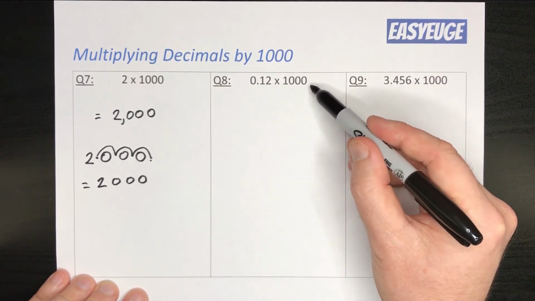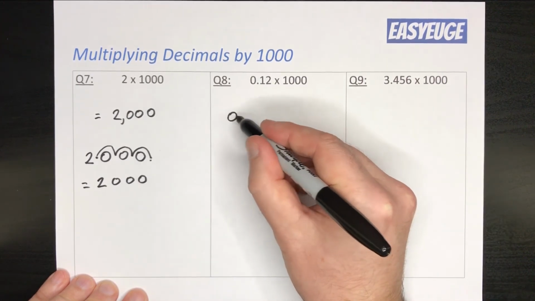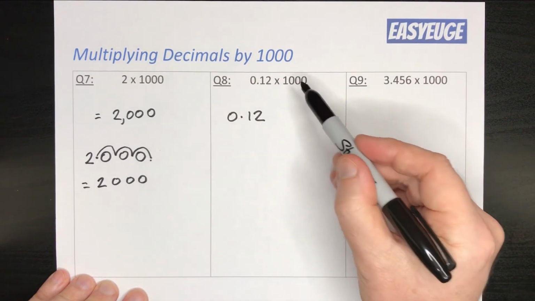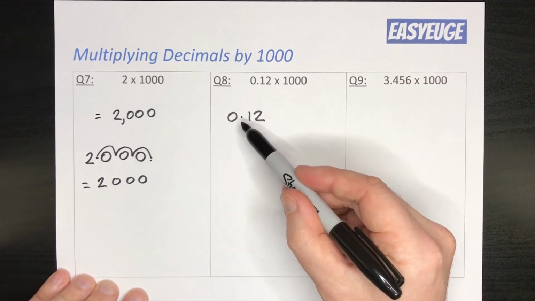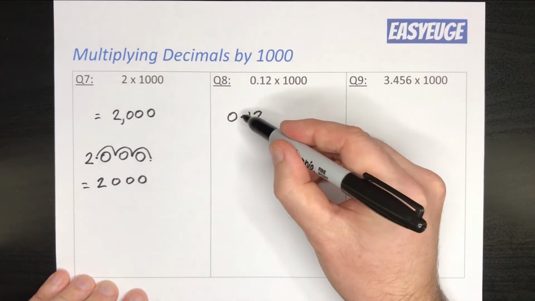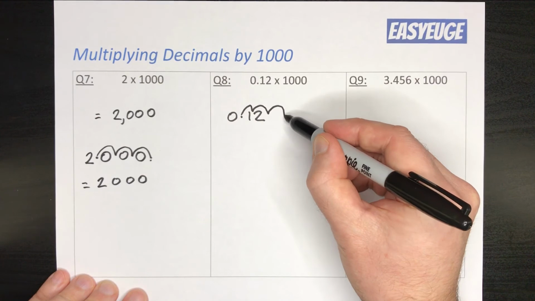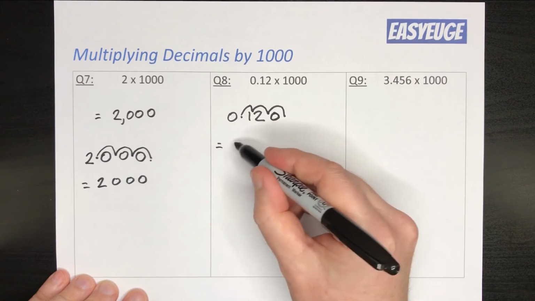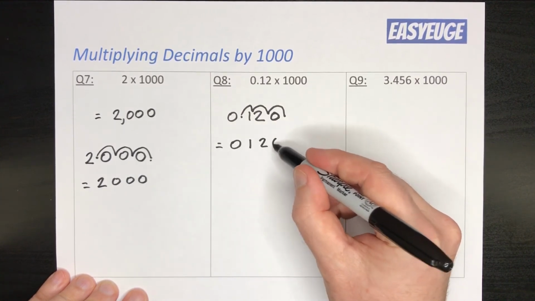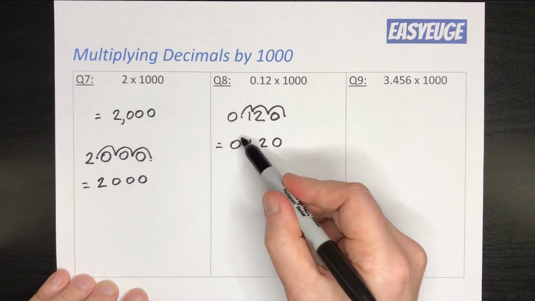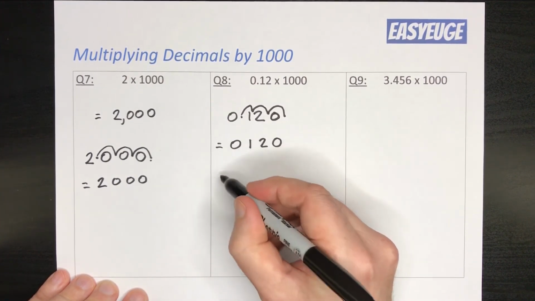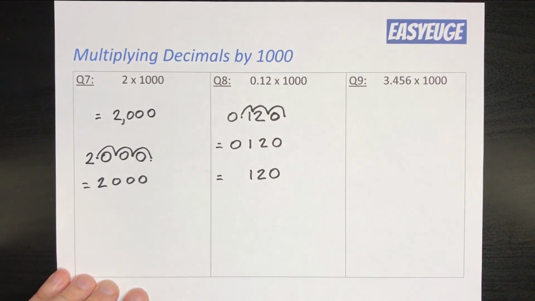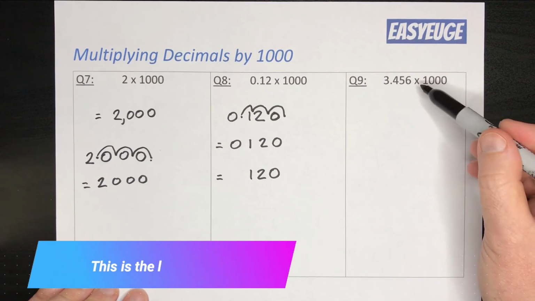Let's move on to question 8, which is a bit trickier. 0.12 multiplied by 1000. We'll start by writing down 0.12, and you know the trick. We're multiplying by 1000. Let's move the decimal point 3 places to the right. Here we go. 1, 2, 3. Let's put a 0 in the blank space, and this becomes 0120. And we can get rid of the first 0 because it's got no value. So this becomes 120.